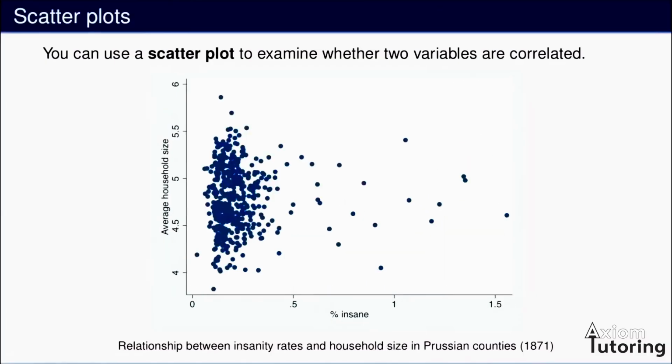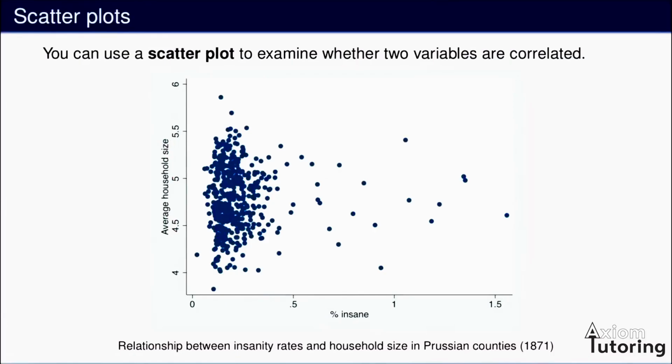Now, what would you say about this scatter plot? So here, it's the percentage of the population in the county that has been labeled as insane versus the average household size. Well, the first thing you notice is that most of the observations seem to be bunched at relatively low levels of insanity rates. And then you have a few counties where the insanity rates seem to be a lot higher.